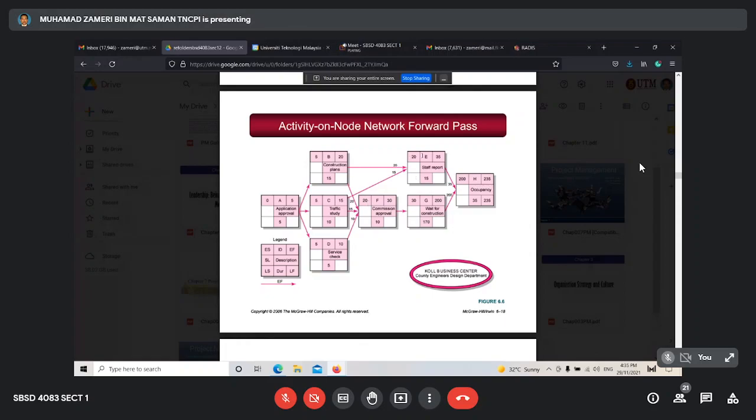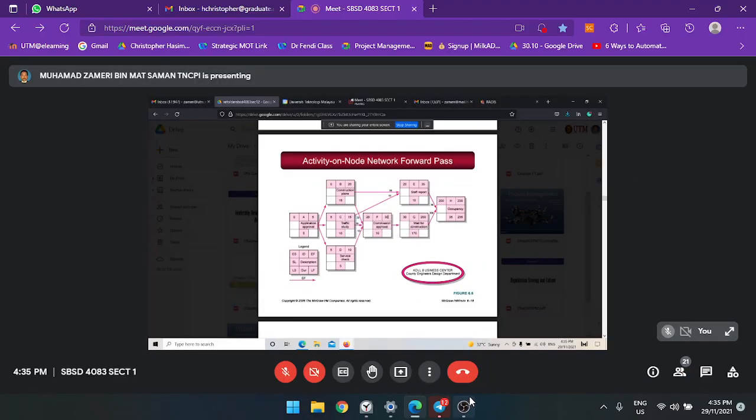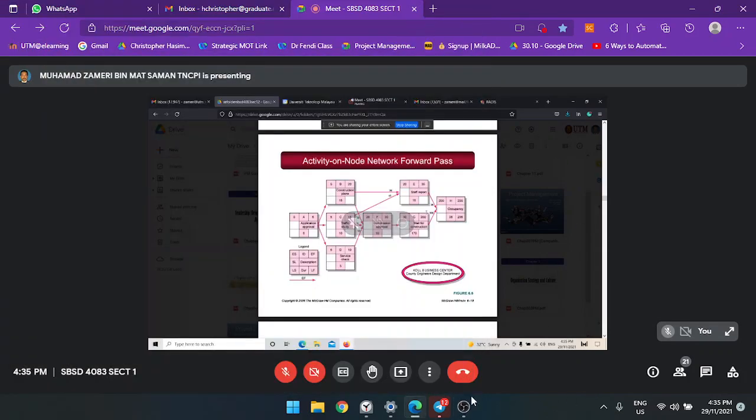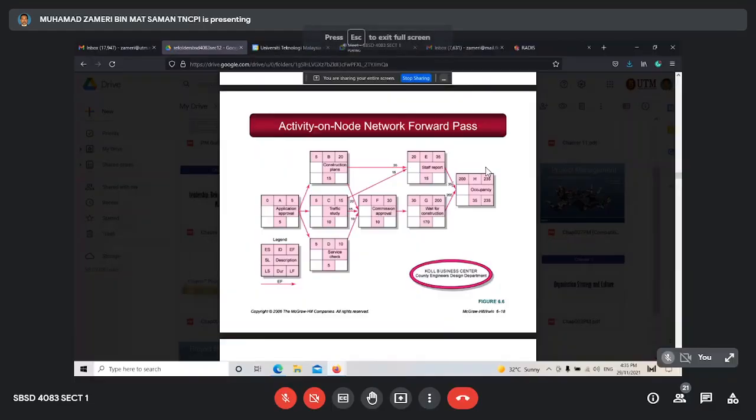And then, okay, for E: 20 plus 15, 35. For F: 20 plus 10, 30. And then F only going to G. G and H from E and from G. From E, 35. From G, 200.